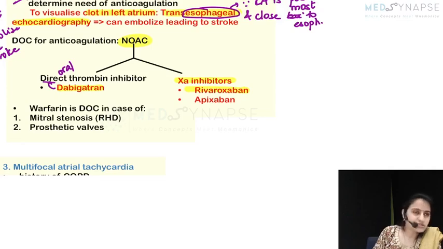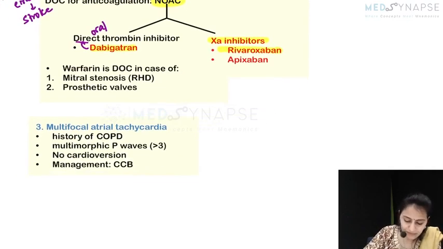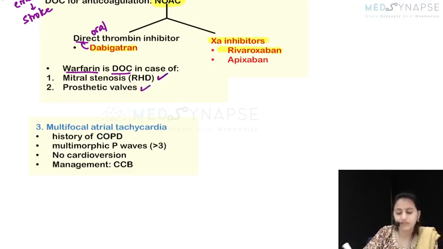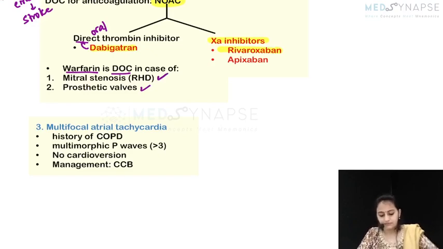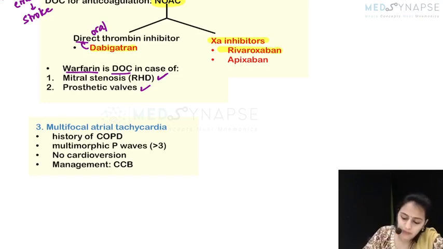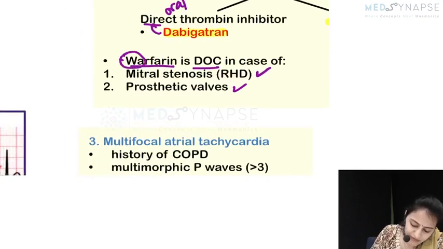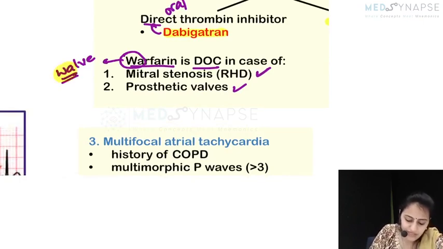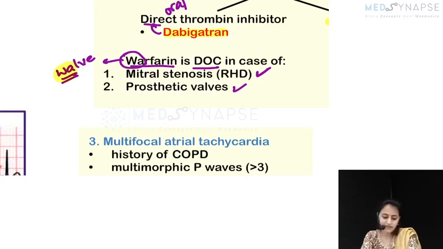One of the last to last year's exam questions. Instead of NOAC, we prefer giving warfarin in what cases? If it is mitral stenosis, that is rheumatic heart disease, or if it's a prosthetic valve. So if the patient has mitral stenosis or a prosthetic valve, we will give warfarin. Remember that warfarin is related to the valve, either stenosis or prosthetic.